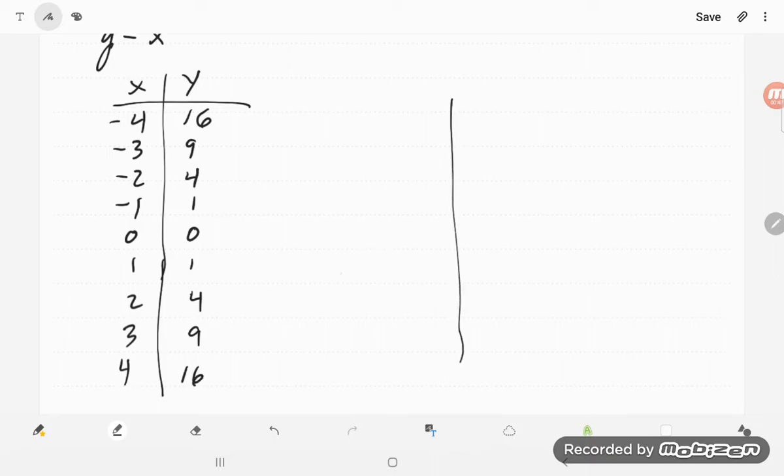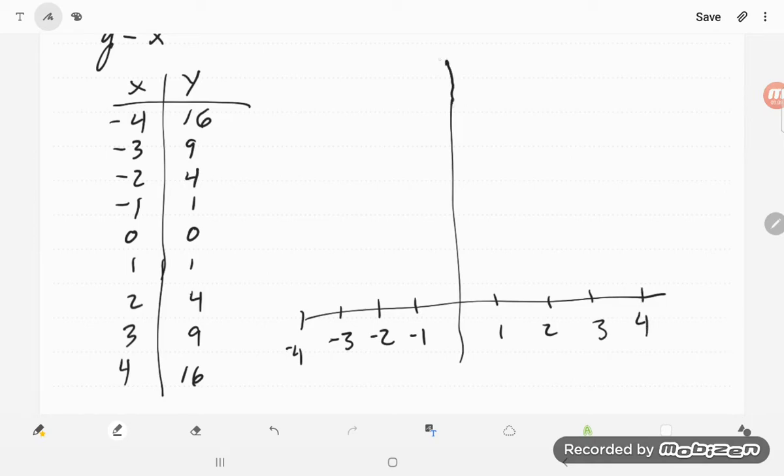And if I plot those, so there's -4, -3, -2, -1, 1, 2, 3, and 4, and go all the way up here. I guess if that's 16, then right in there would be 8. Right in there would be 4, 2, and 1.